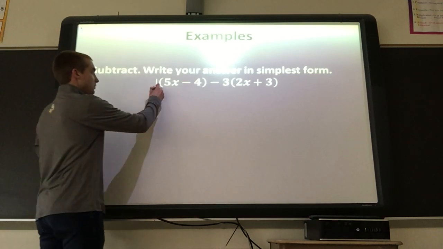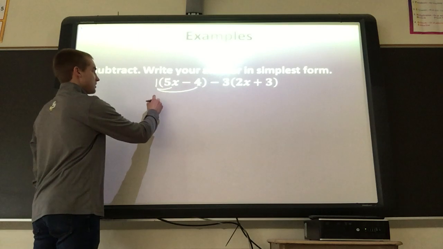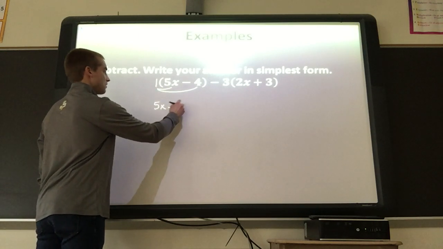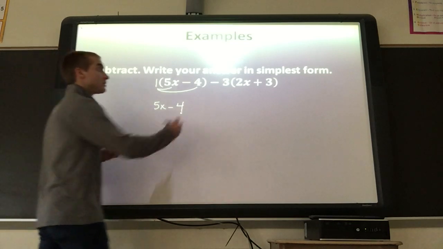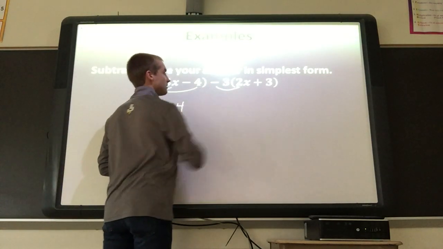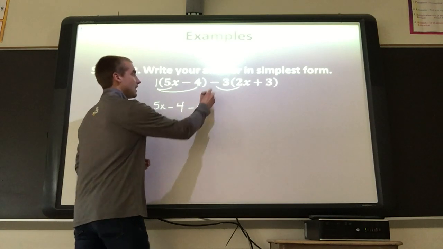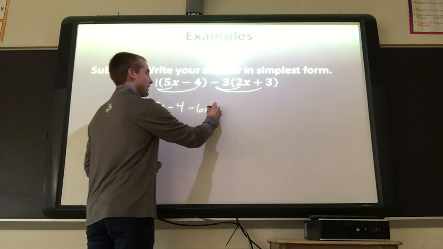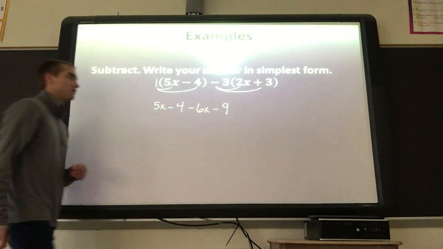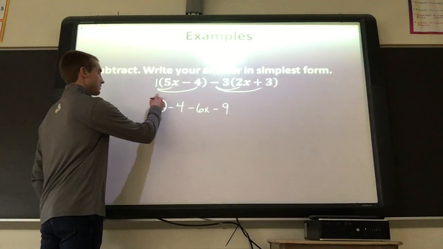So the first thing that we want to do is distribute, because that's going to get rid of our parentheses. So 1 times 5x minus 4 is just going to stay as 5x minus 4. And then we're going to distribute negative 3 to the 2x, which would be negative 6x. And negative 3 times positive 3 would be negative 9. So that is our new expression. No parentheses. We can circle and box in everything.